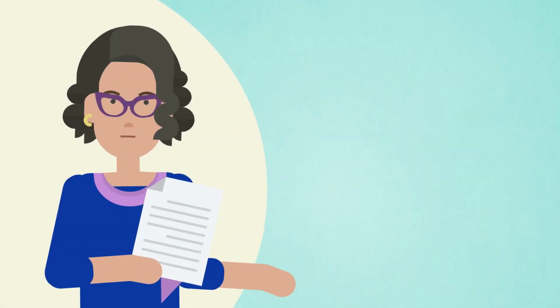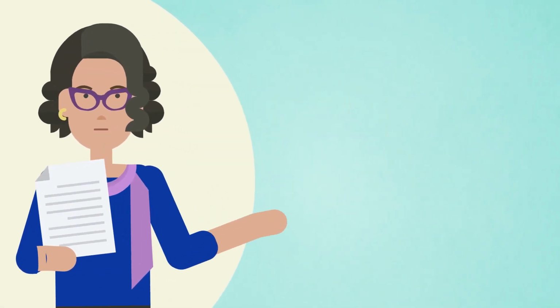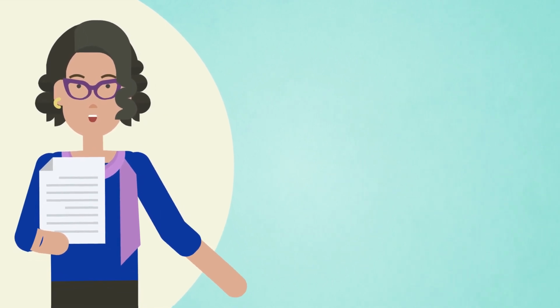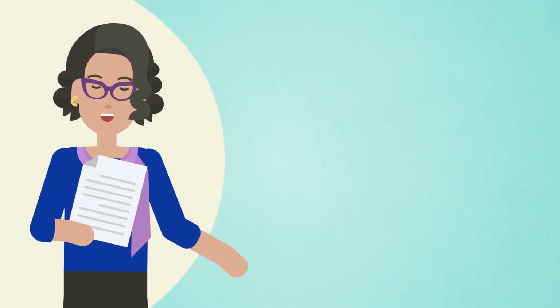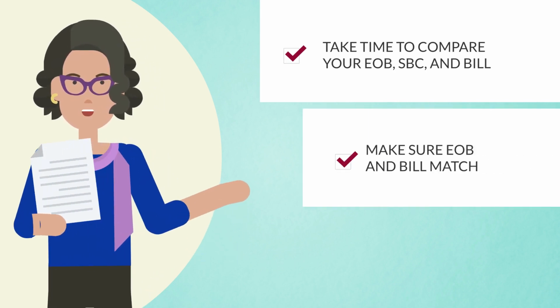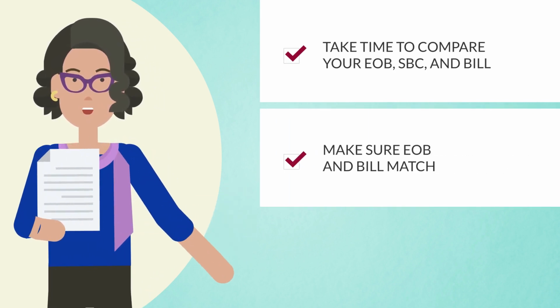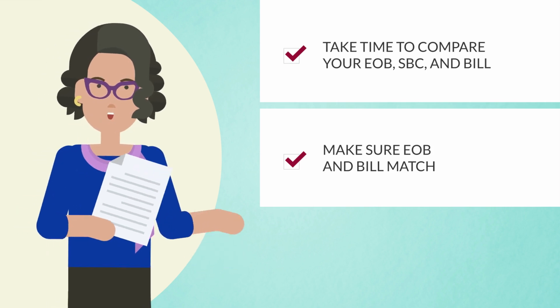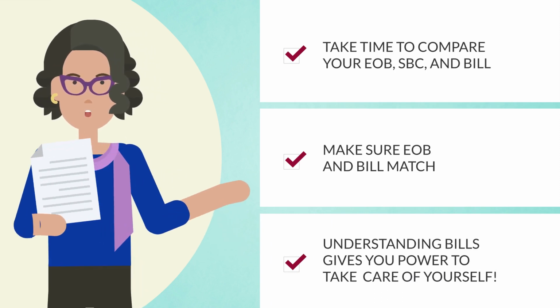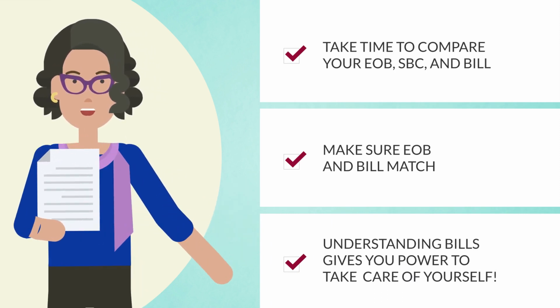And that's it. Understanding how to compare your medical bills with the explanation of benefits and the summary of benefits and coverage might seem tricky, but it can be done. Take the time to look at your EOB, compare it to your bill, and make sure everything matches up with your plan and the medical care you received. Your health is important, and understanding your medical bills and insurance coverage gives you the power to take care of yourself, medically and financially.